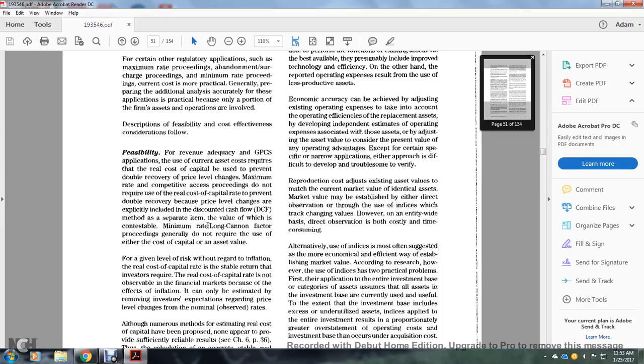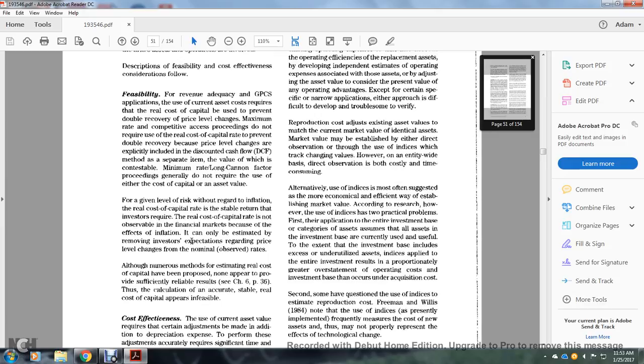Contestable minimum rate and long canon factors proceedings generally do not require the use of either the capital or asset value. For a given level of risk, without regard to inflation, the real cost of capital return to the investor is not observable in financial markets, because the effect of inflation can only be estimated with the removal of the investor's expectations regarding the price level change from the nominal observed rates.